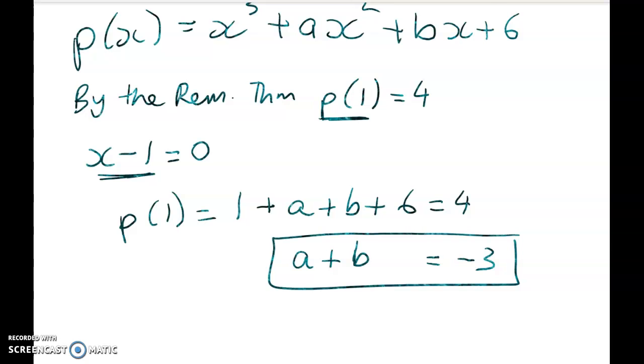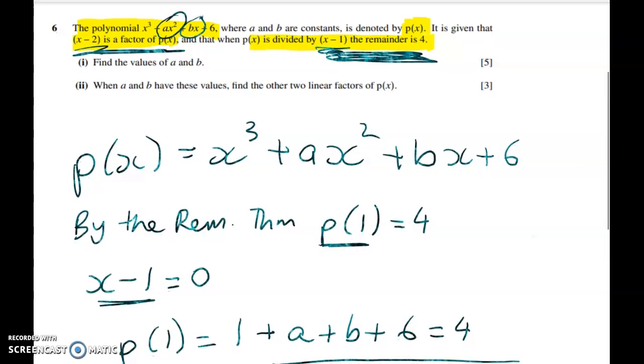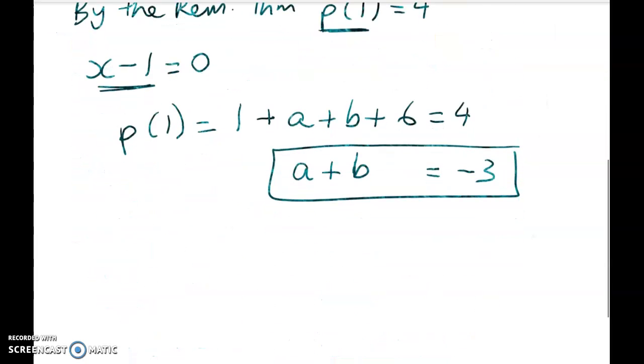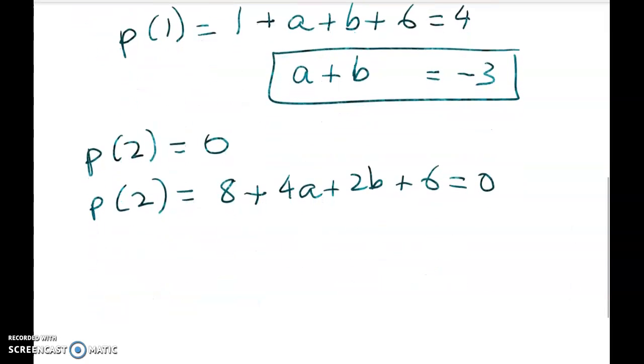Now the next thing is that we're told one of the factors. So if something's a factor, it means there's no remainder, right? So the remainder is 0. So x minus 2 is a factor. So p(2) must equal 0. So p(2) is equal to 2 cubed, 8, plus 4a plus 2b plus 6, and that equals 0. So cleaning that up, we get 4a plus 2b is equal to -14.